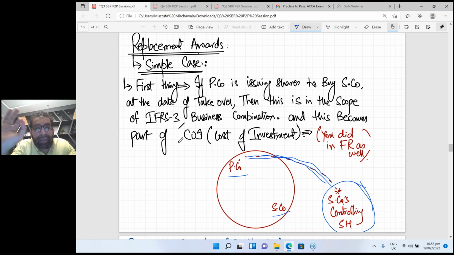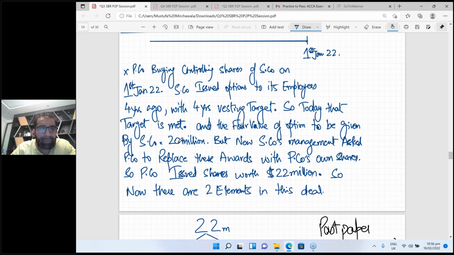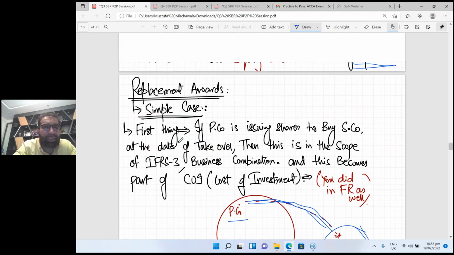Just tell me, did you understand these two points? Don't go into any technicality. I will teach you technical issues in detail. The real technical issue is this. Did you understand these two basics?